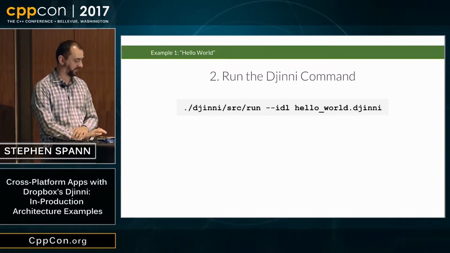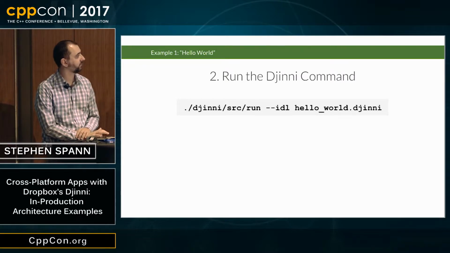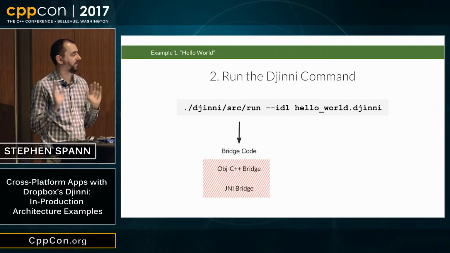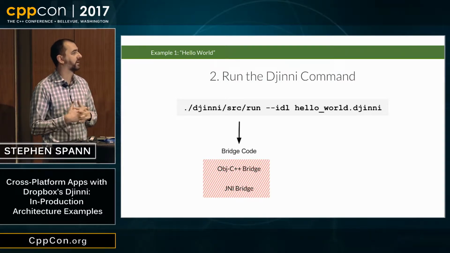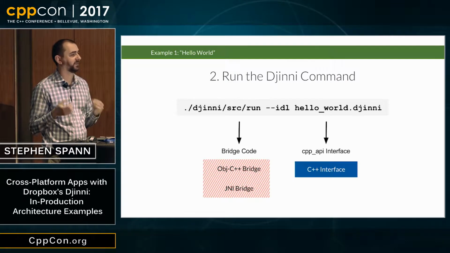Okay, so we run this script, and what do we get? We get the bridge code. It goes in a directory. We're never going to look at it. It can just stay there. And the one thing we do care about is it's going to generate the C++ interface that we have to implement.